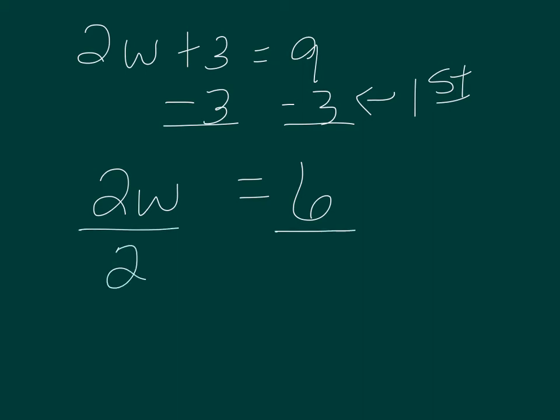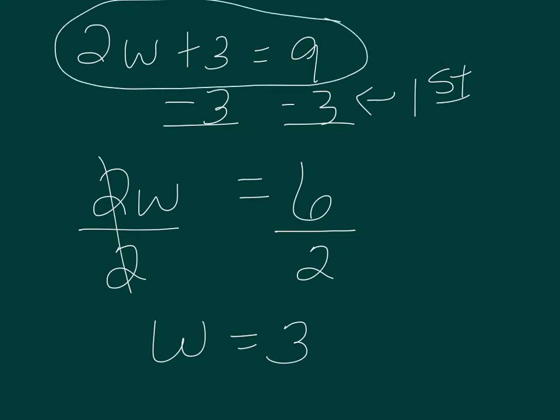We're going to divide this side by 2 because what we do to one side, we have to do to the other. Well, 2 over 2 is 1, which we don't even have to show. 1w is the same as w. And what's 6 divided by 2? 3. And that is the one-step equation. Sorry, two-step equation.